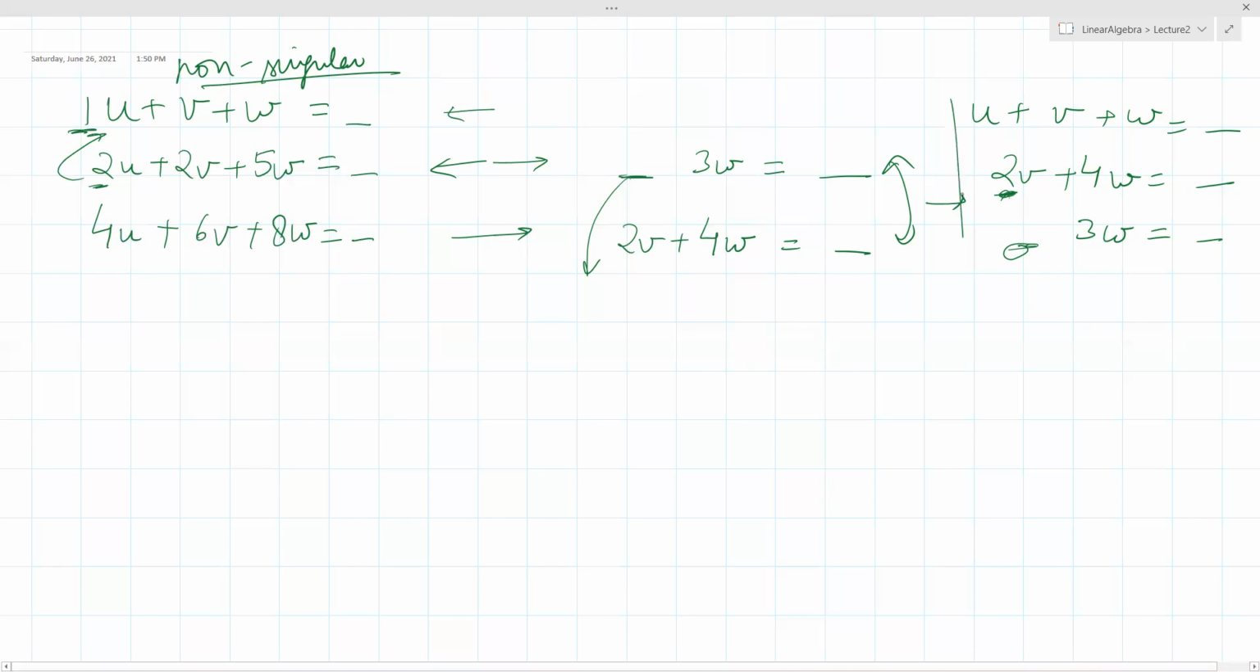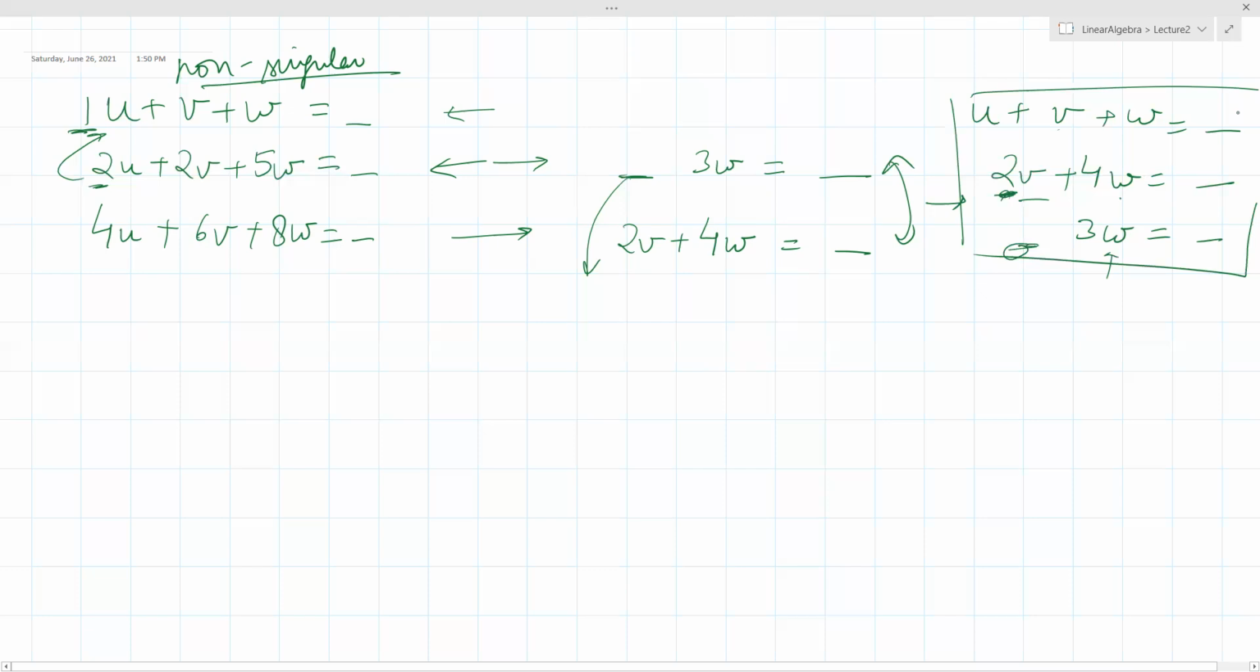So this is your final set of equations, which is a triangular set of equations. So you can directly get your w from here, then you can substitute w here and you'll get your v, and you can do substitution for v and w, and you'll get your answer. So this is an example of a non-singular situation.